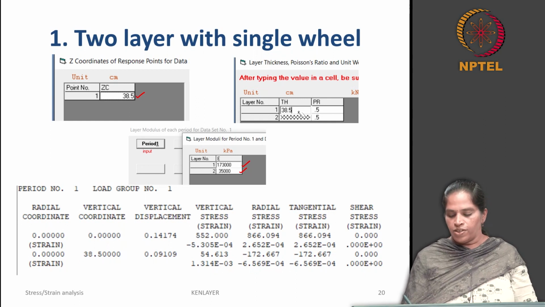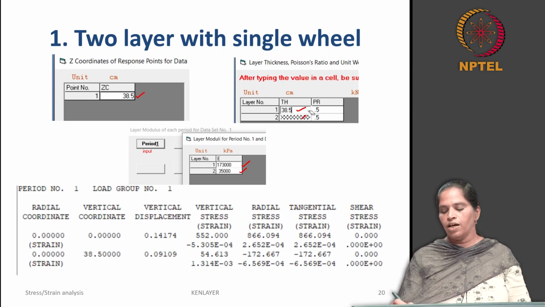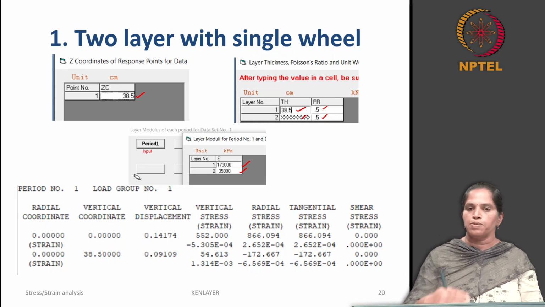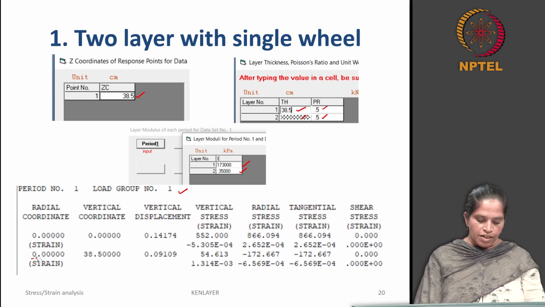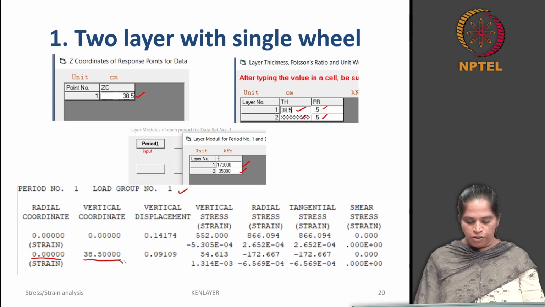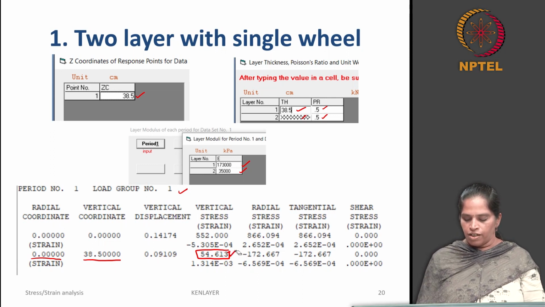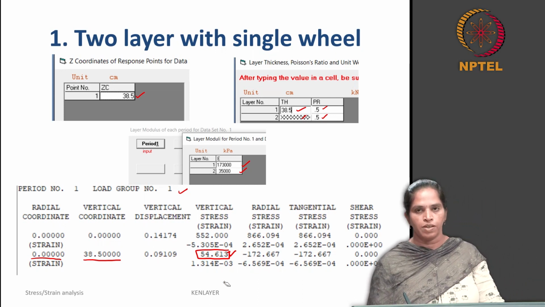So, the thickness of the first layer is going to be 38.5 centimeters, the thickness of the second layer is infinite, you cannot change it, and Poisson's ratio is 0.5 and 0.5. Now, if you change this input from the previous case, this is the result you get. What we are interested in is, at the center of loading and at a depth of 38.5 centimeters, what is the vertical stress at the top of the subgrade. At the top of the subgrade, the critical vertical stress for 38.5 centimeters is 54.613. So, you have a stress well within the allowable limit, that is 55 kilopascal.